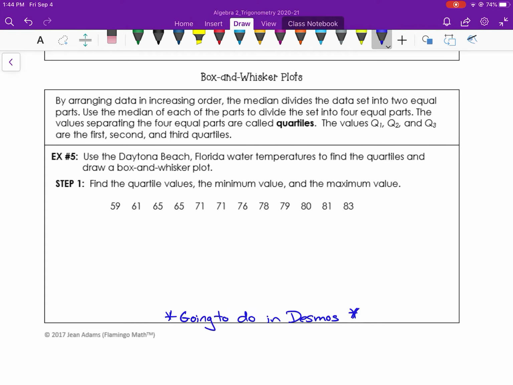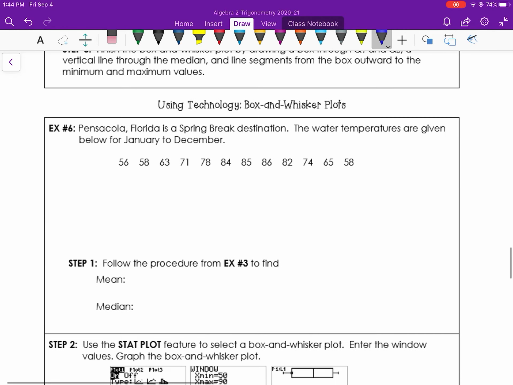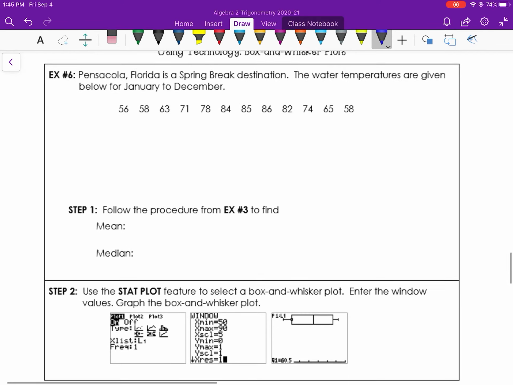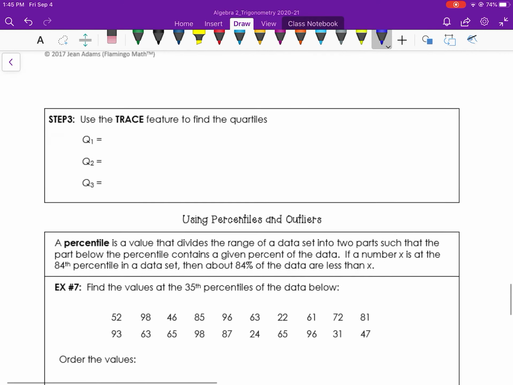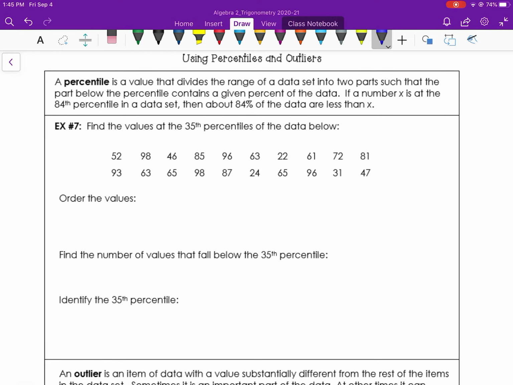Okay, so that's nice. When you use technology, it makes problems a lot easier. And then example 6 will be in Desmos as well. And then example 7 we can do right now.